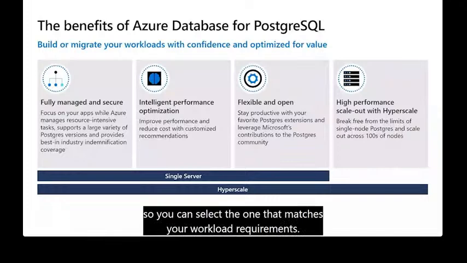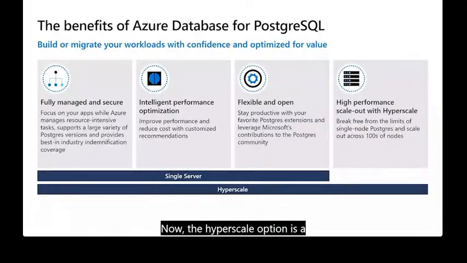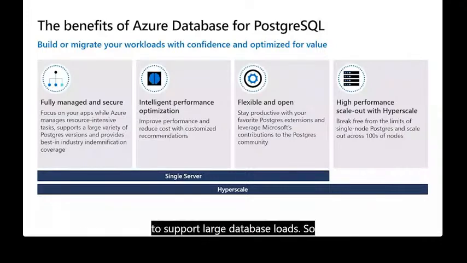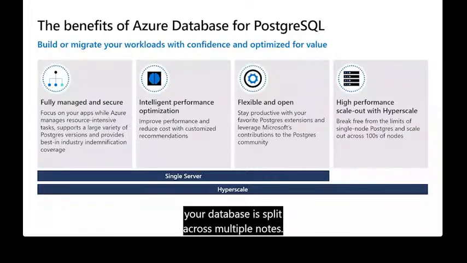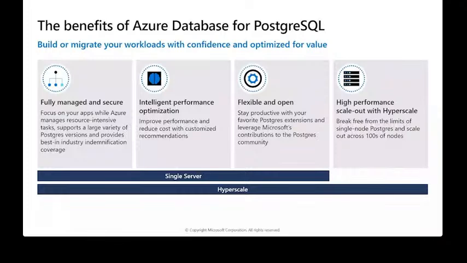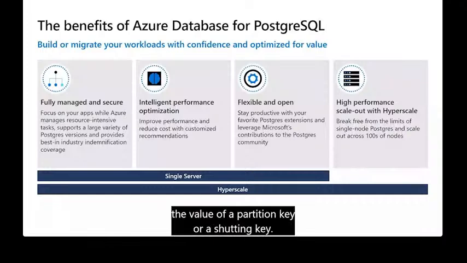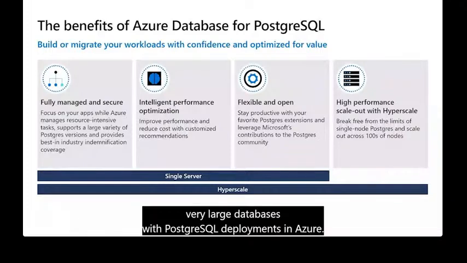Now, the hyperscale option is a deployment option that scales queries across multiple server nodes to support large database loads. So your database is split across multiple nodes. The data is split into chunks based on the value of a partition key or a sharding key. So you should consider using the hyperscale option for very large PostgreSQL deployments in Azure.